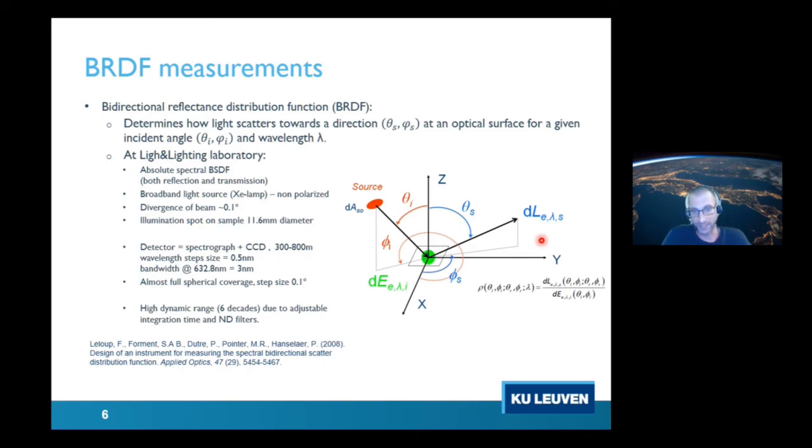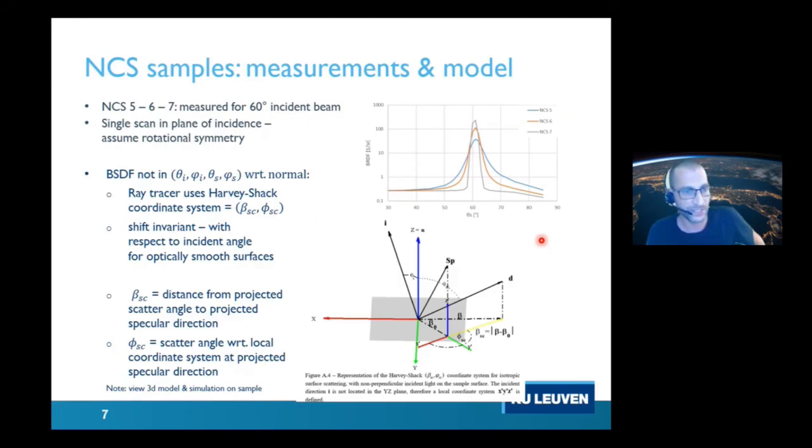We also have a very high dynamic range due to the fact that we can adjust the integration time of the CCD and also introduce neutral density filters in the optical path of the collimated beam, which is hitting the sample. This allows us to measure a very reflective surface, where you will have high BRDF values in the specular direction, but away from the specular direction, you still might have some scattering, and we can still detect those that scatter at the off-specular angles. So these are measurements that we did on NCS samples.